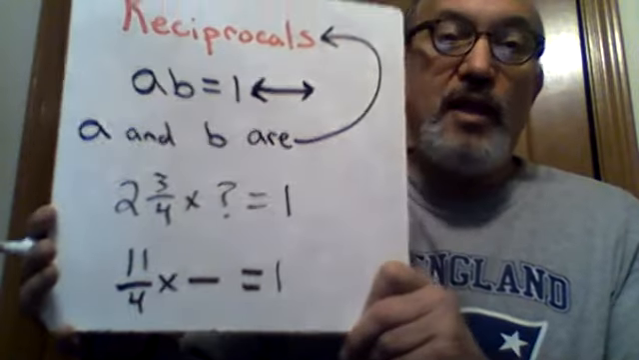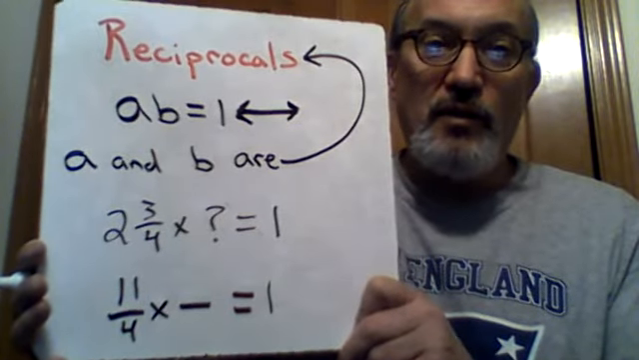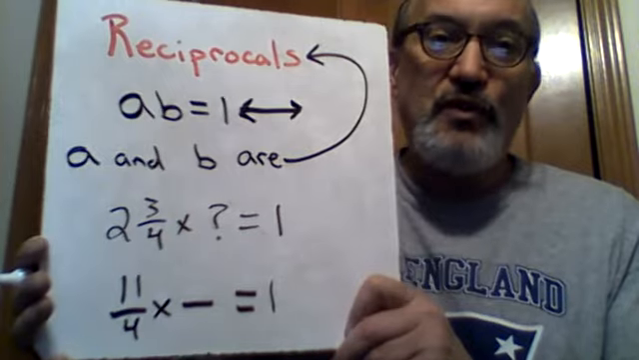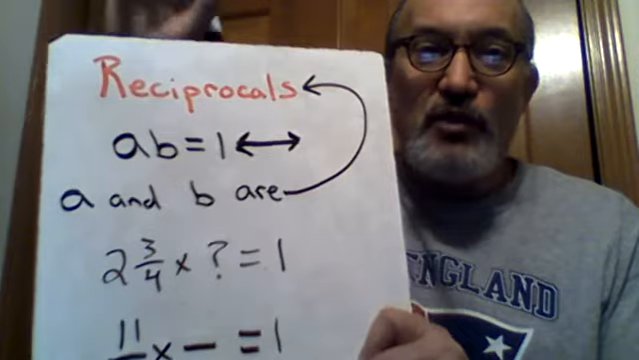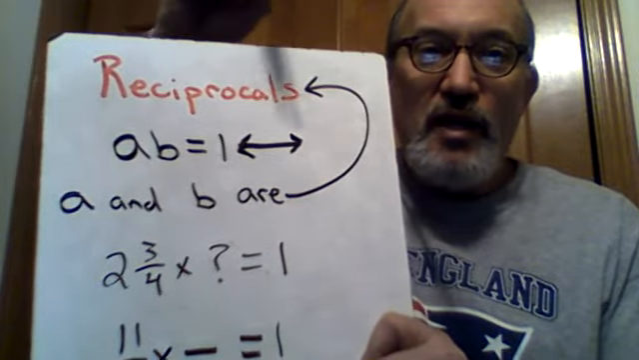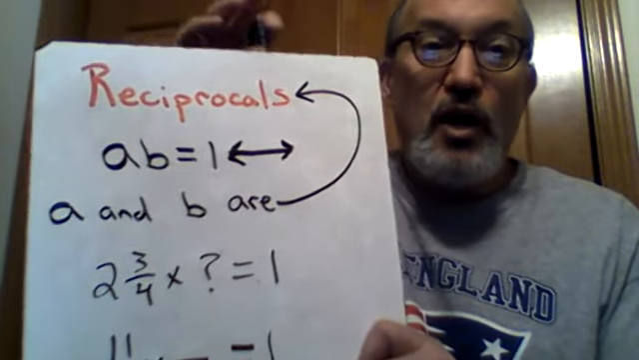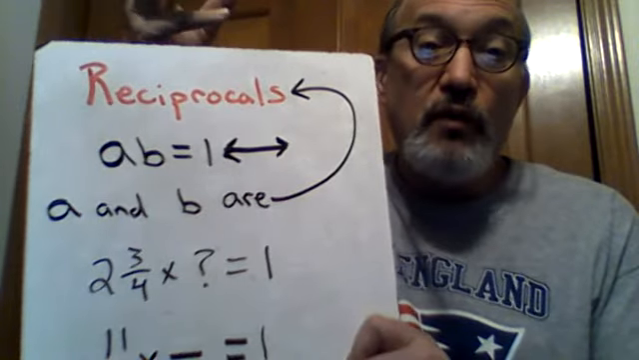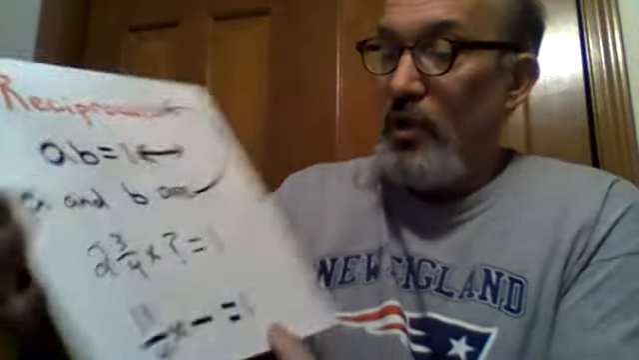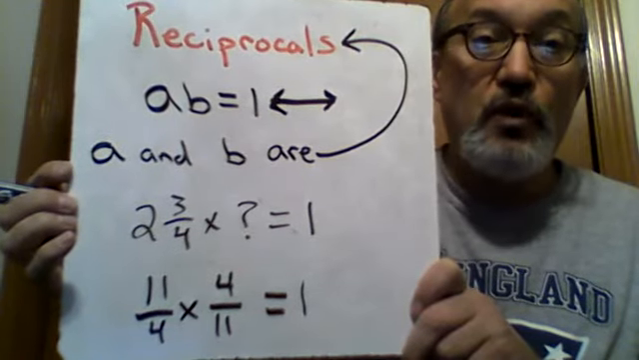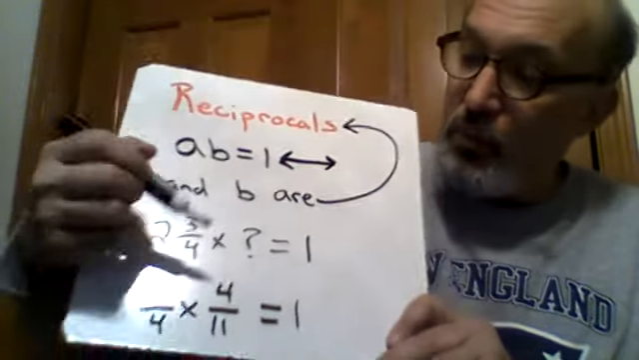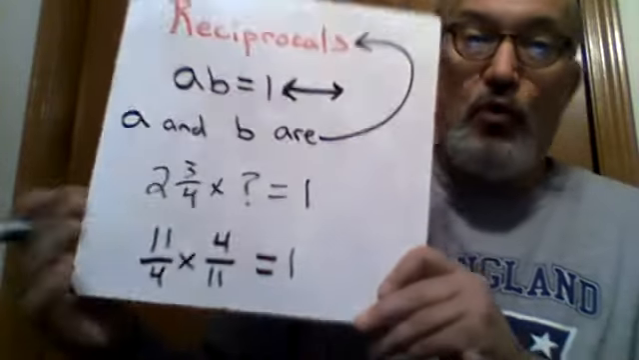So what do you multiply 11/4 by to get 1? Well, 4/11. And again, two fractions are reciprocals of each other if the numerator and denominator are in reverse position, or if you flip one of them, you'll have its reciprocal. We put a 4 and an 11 there. Multiplying across the top and bottom, we get 44 over 44, which is 1. So the reciprocal of 2 3/4 is 4/11.